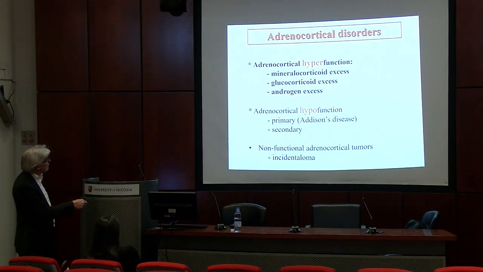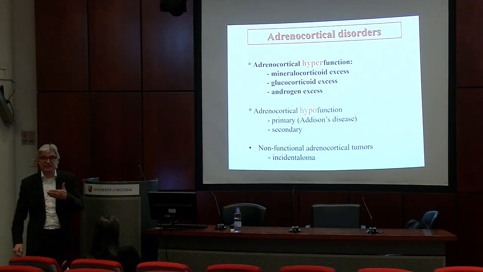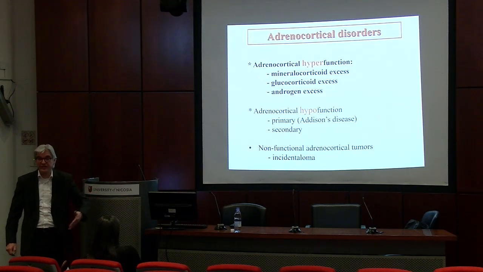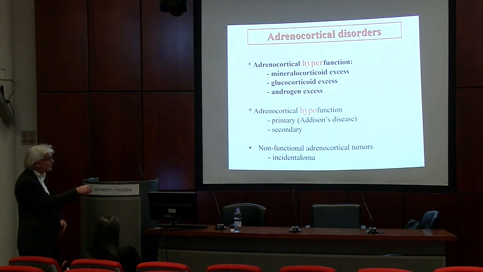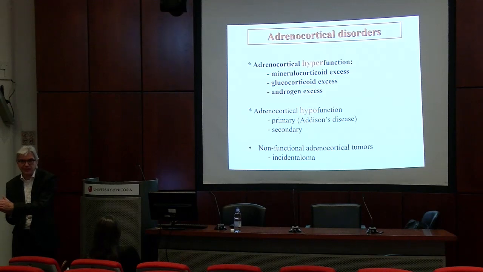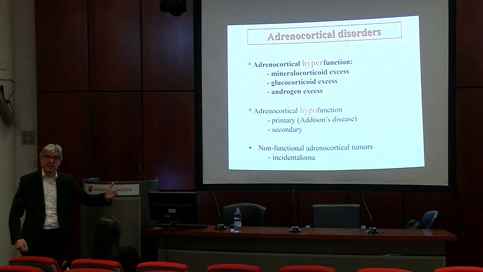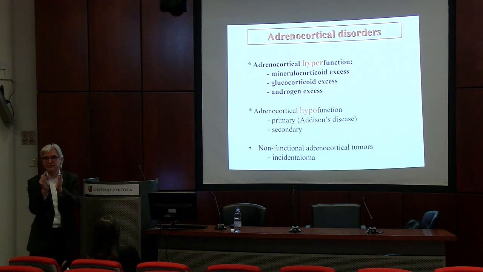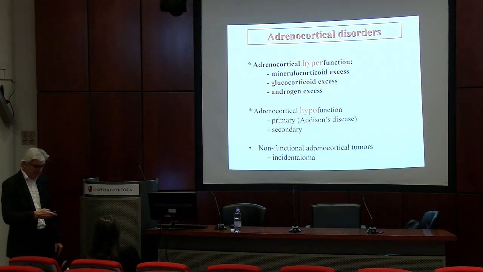And we may have a hyperfunction of the zona glomerulosa, resulting in excessive secretion of mineralocorticoids and an excessive secretion of aldosterone. So that results in hyperaldosteronism. Combined, these hyperfunctions are called hyperadrenocorticism. And quite often, veterinarians think that hyperadrenocorticism is the same as Cushing syndrome, which is not right. It's just one of them. Also, hyperaldosteronism is a form of hyperadrenocorticism.